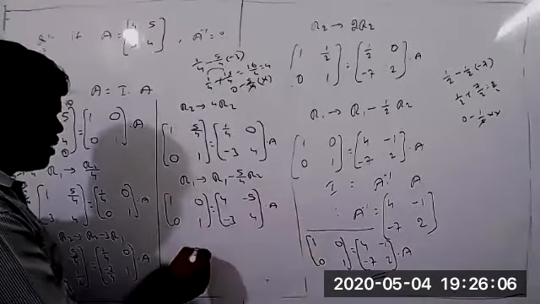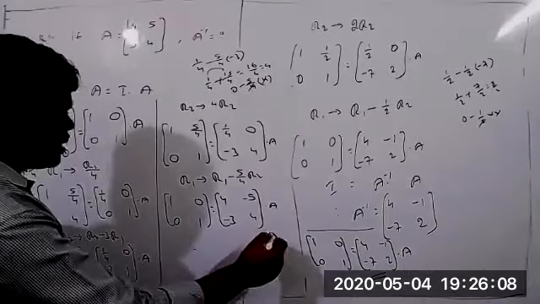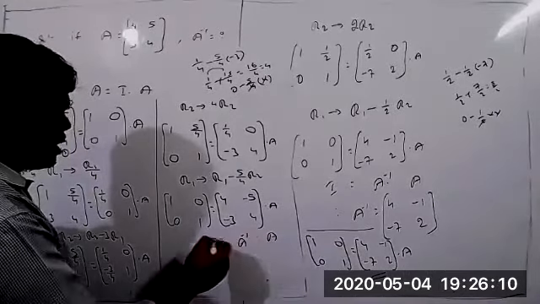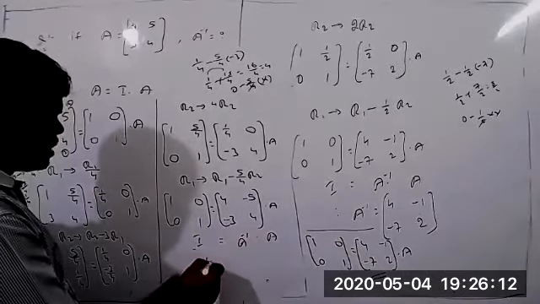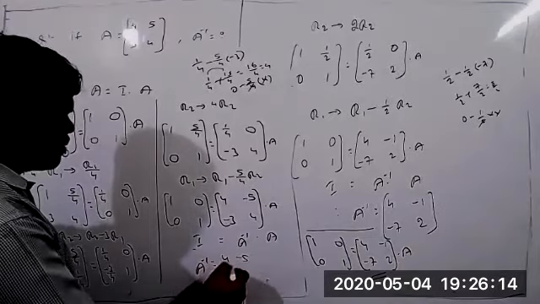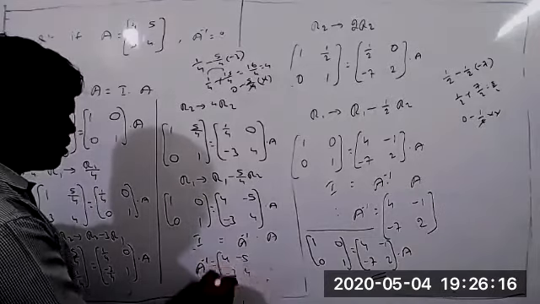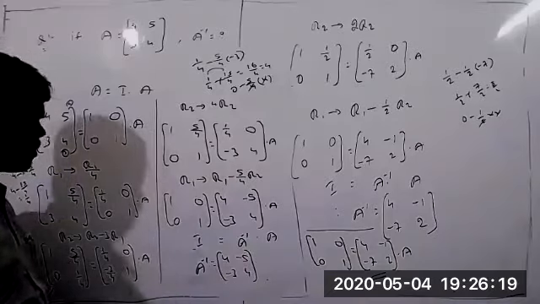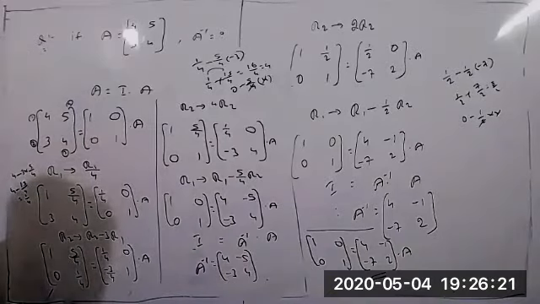So therefore I can write now. This is the form of A into A inverse equal to I. Therefore A inverse equal to 4, minus 5, minus 3, 4. Okay, the value of A inverse by using elementary operations.